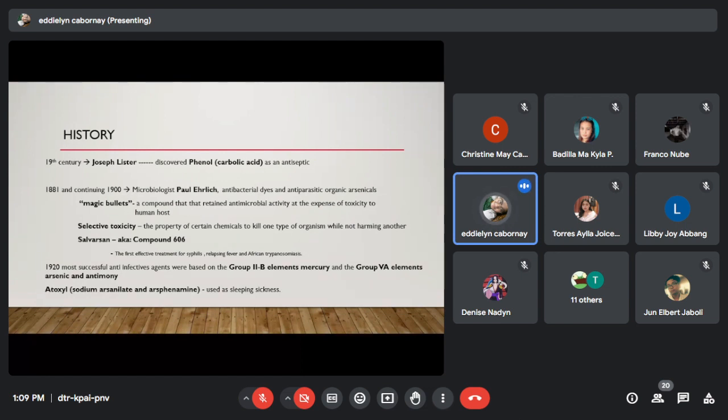So you just take note of the two other terms for Salvarsan: compound 606 and arsphenamine. This agent is used for treatment. This is the first effective treatment for syphilis, relapsing fever, and African trypanosomiasis.